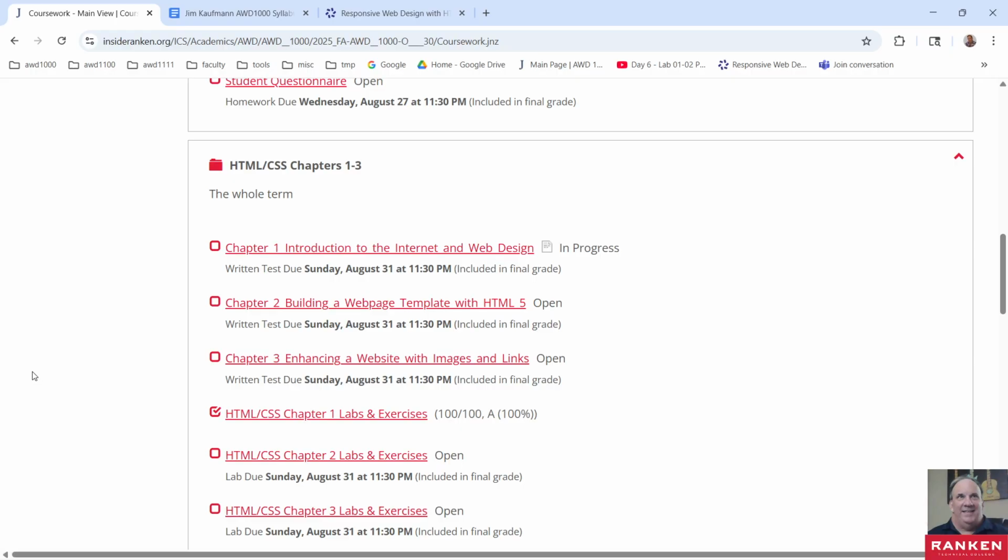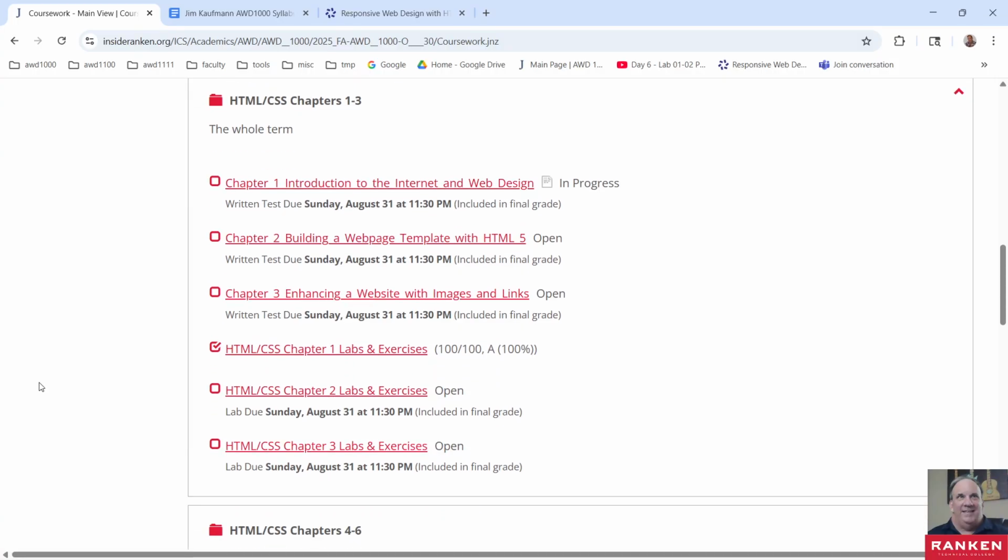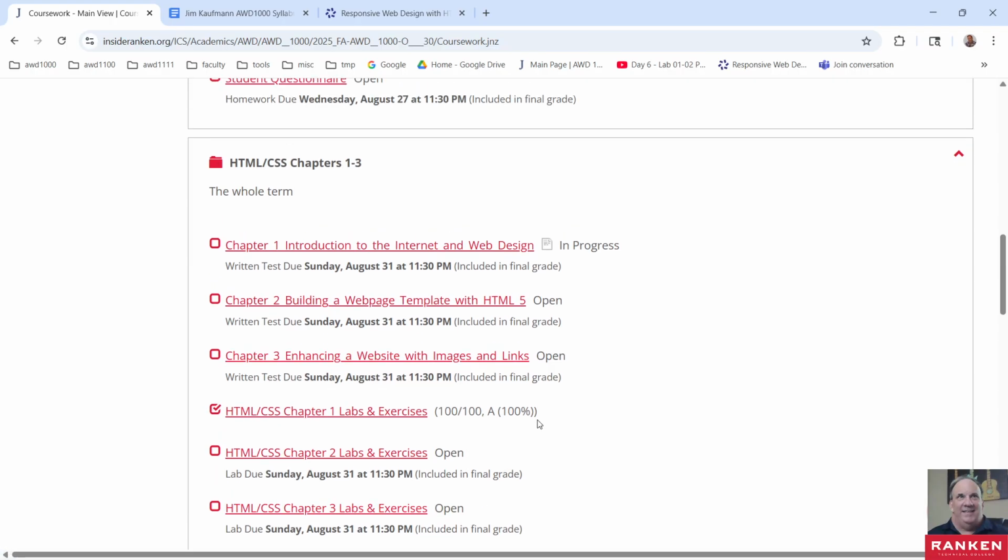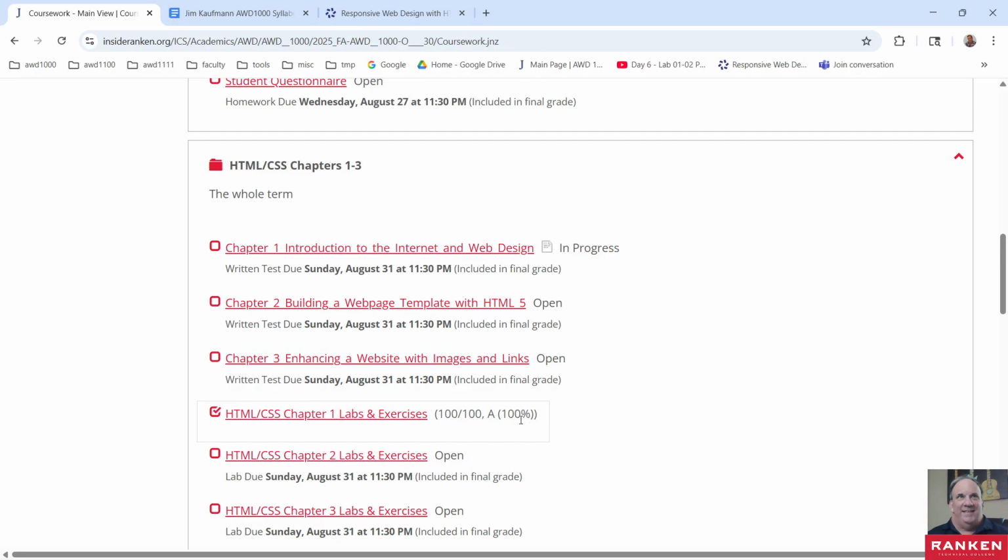Usually that's not going to be the case, hopefully. I try to avoid that. I try to have everything out there. But this is a new curriculum and a new book, so there may be some adjustments. But these are the assignments. The first three are written tests. And then you have these lab assignments, 1, 2, and 3.